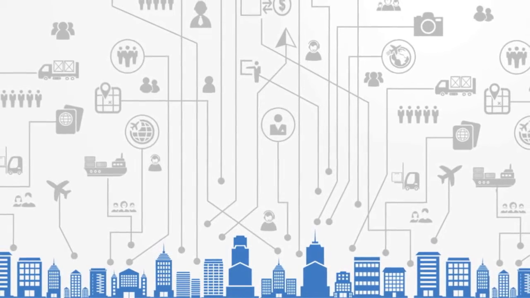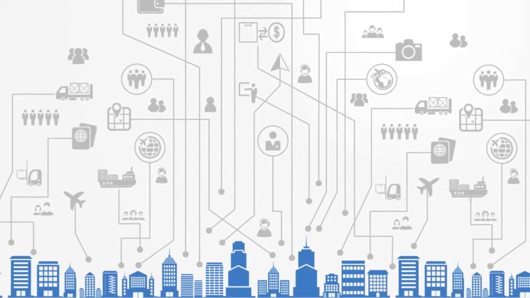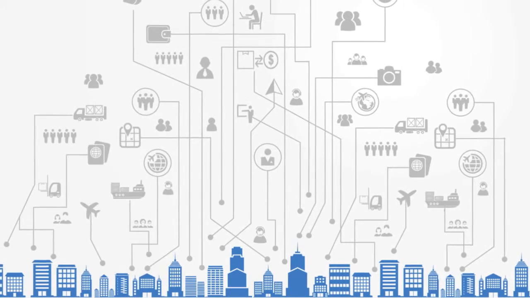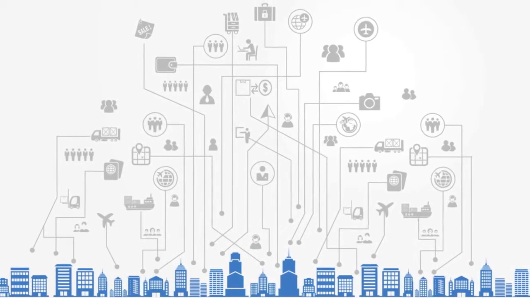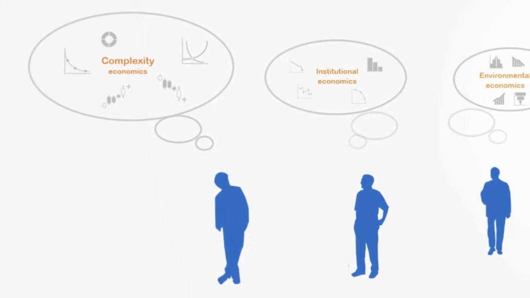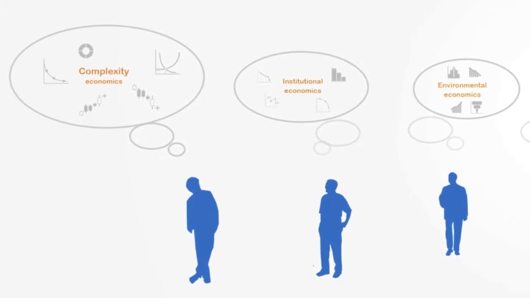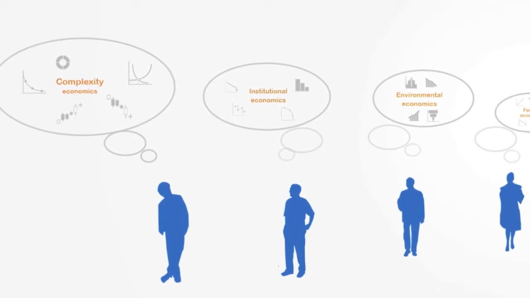Complexity economics is a new paradigm within economic theory that sees the economy as a complex adaptive system composed of multiple diverse agents interacting through networks and evolving over time. It is one of a number of alternative economic theories that have arisen over the past few decades due to a growing awareness of the limitations to our existing economic theory.